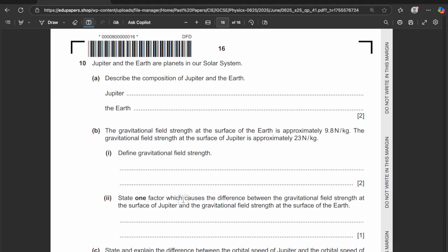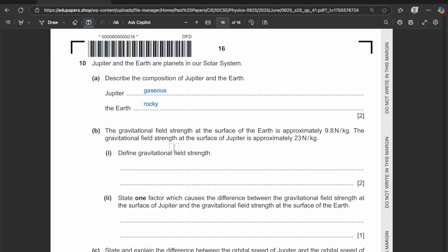Okay, 10. Jupiter and the Earth are planets in our solar system. A. Describe the composition of Jupiter and the Earth. So composition, right? Jupiter is a gaseous planet. So we can say gaseous, and this is rocky.